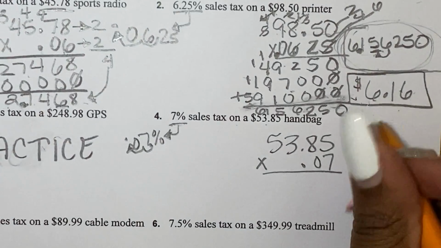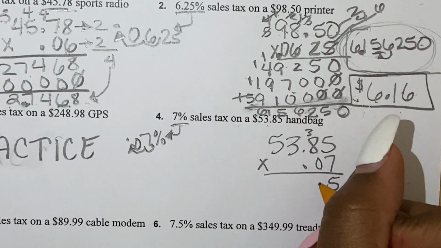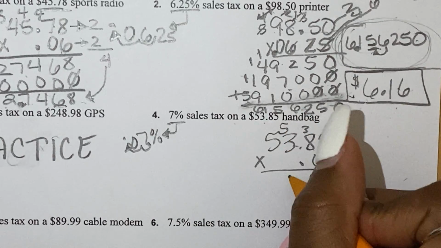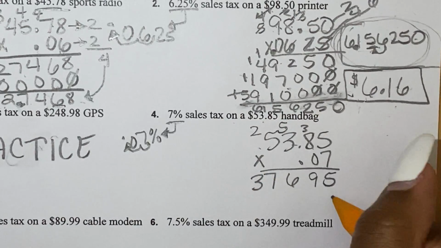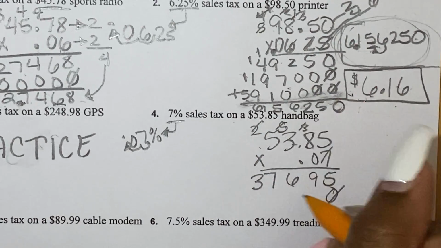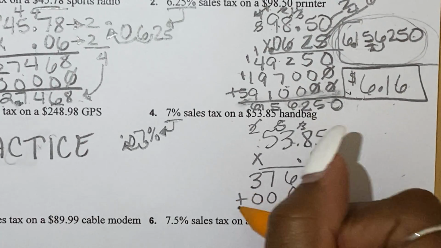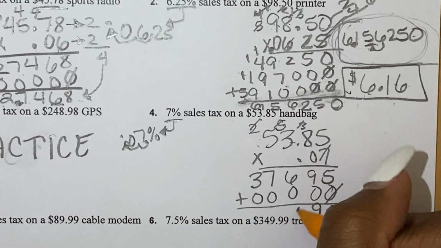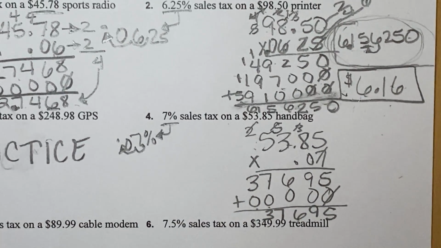And let's multiply. 7 times 5 is 35. 7 times 8 is 56, plus 3 is 59. 7 times 3 is 21, plus 5 is 26. 7 times 5 is 35, plus 2 is 37. Placeholder. Done with the 7 and all of its things. 0 times 5 is 0. 0 times 8 is 0. 0 times 3 is 0. 0 times 5 is 0. Add them up. 5. 9 plus 0 is 9. 6 plus 0 is 6. 7 plus 0 is 7. 3 plus 0 is 3.